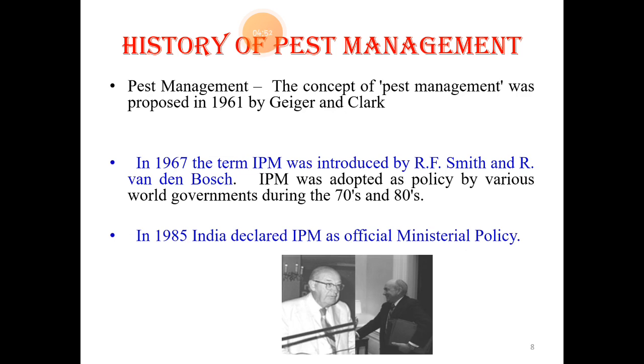It was in 1961 that Giger and Clark proposed the concept of pest management. In 1967, the term Integrated Pest Management, in short IPM, was introduced by Smith and Bosch. In 1985, India officially started these IPM strategies.